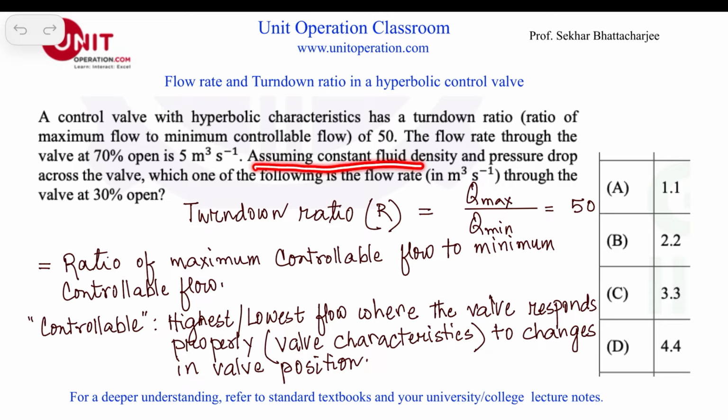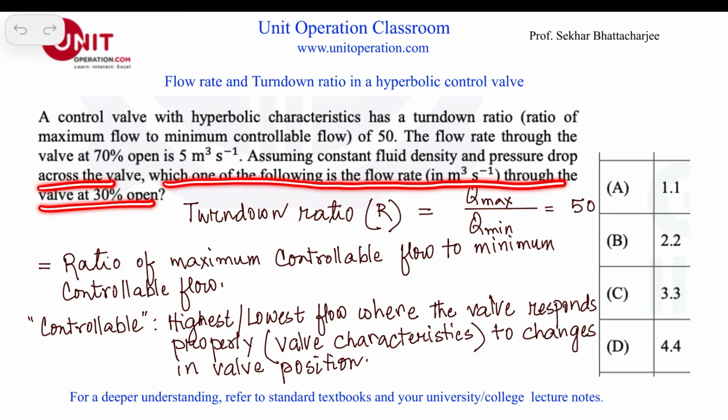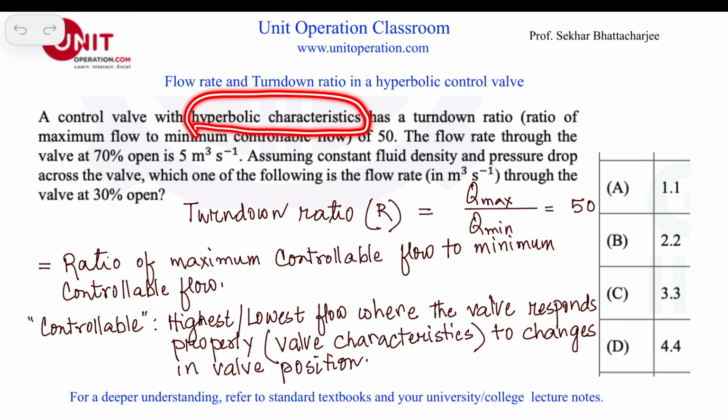Assuming constant fluid density and pressure drop across the valve, we are assuming this to be a liquid, but this could be gas also. Which one of the following is the flow rate through the 30% opening? So the 70% value is given, and we have to find the 30% opening. So basically, we have to find out what the hyperbolic characteristic is.